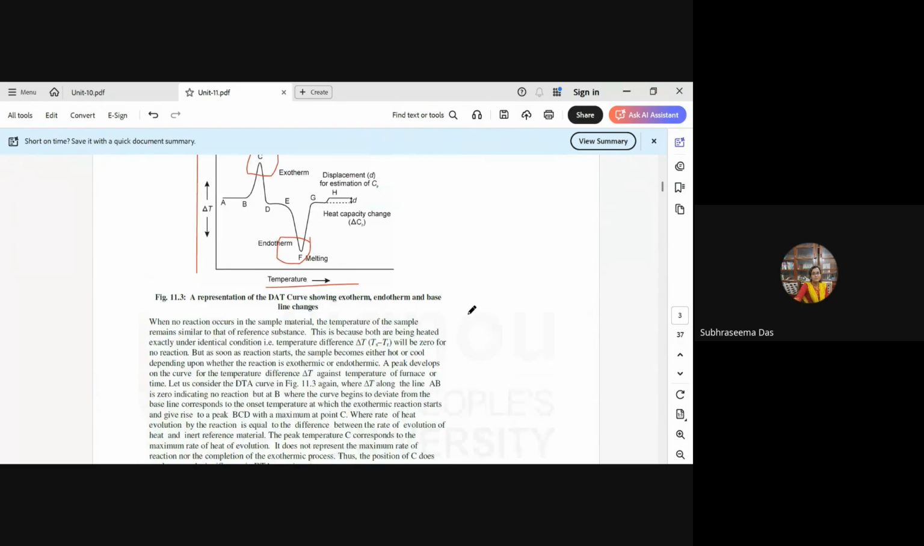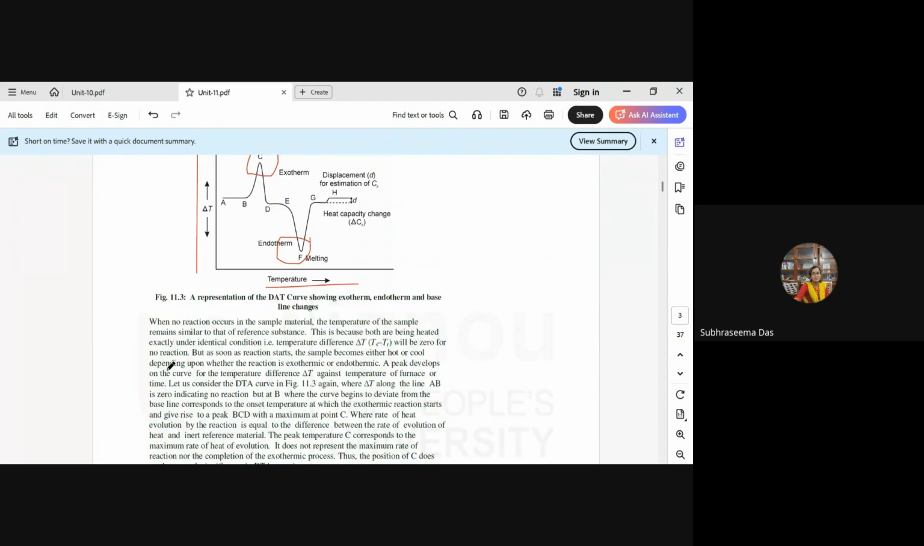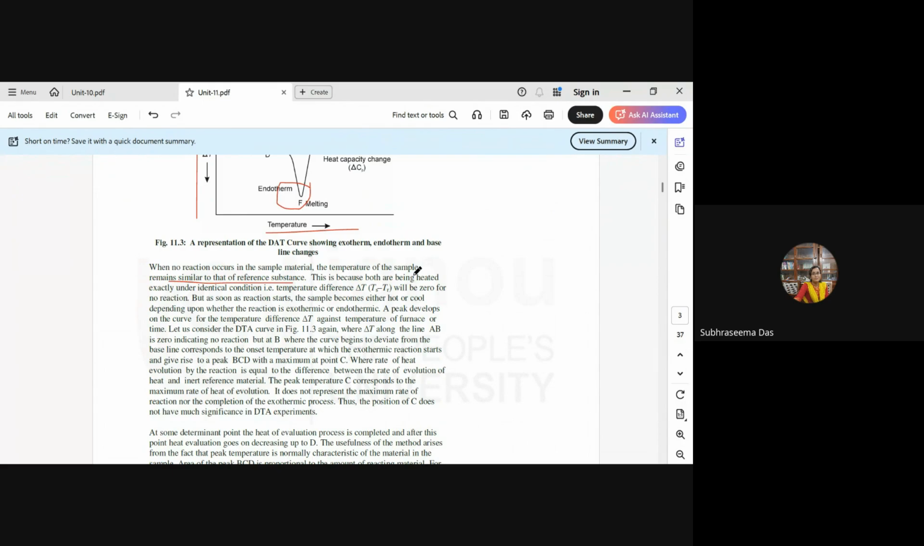So here, when no reaction occurs in the sample material, then the temperature of the sample is equal to the temperature of the reference. This is because both are being heated under identical temperature. So delta T, that is Ts minus Tr, the sample temperature minus the reference temperature, is 0.